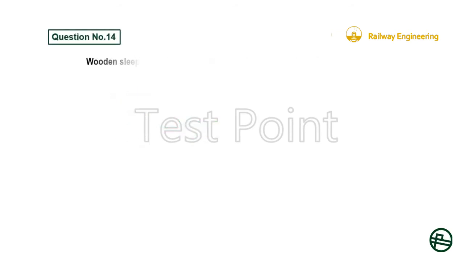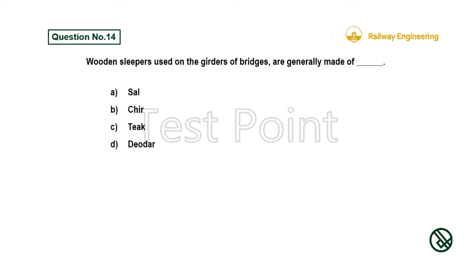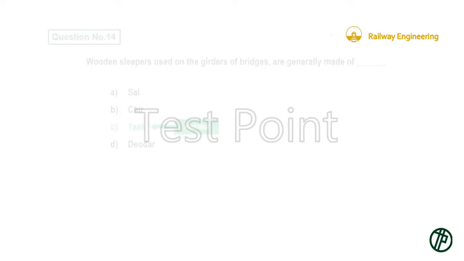Question number 14. Wooden sleepers used on the girders of bridges are generally made of: option A, sal. Option B, chur. Option C, teak. Option D, deodar. Answer is option C, teak.